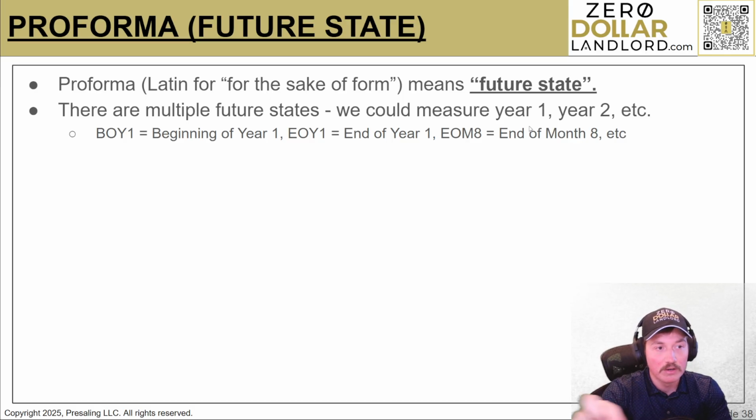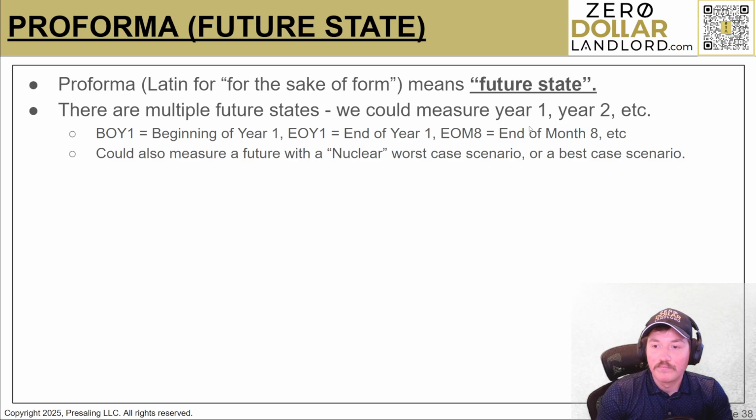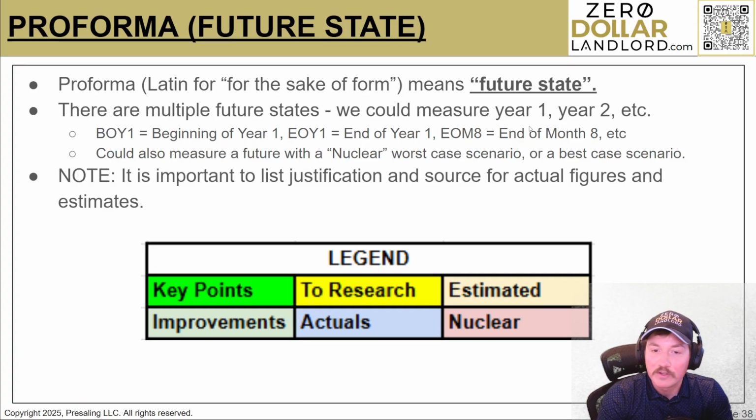You'll see stuff like BOY, which is beginning of year, or EOY, which is end of year, end of month, etc. And then I use something I call nuclear scenario, which is a future of nuclear holocaust basically for the property. So you just want to make sure it can also survive that. That's just something I do personally.